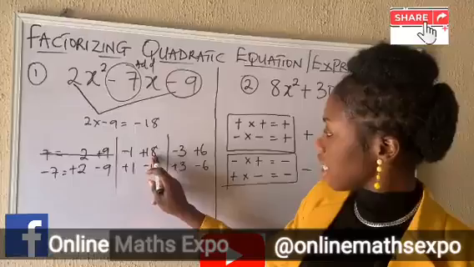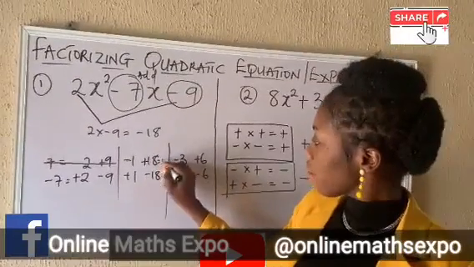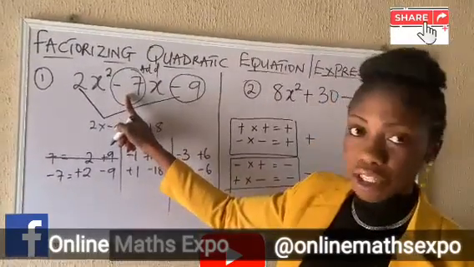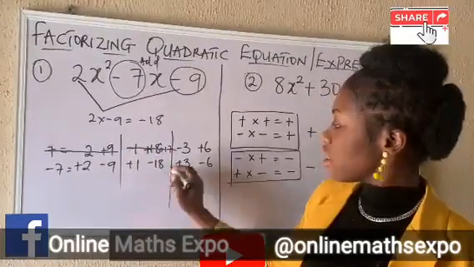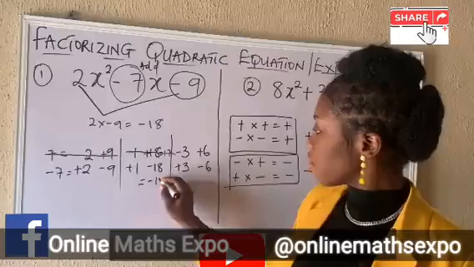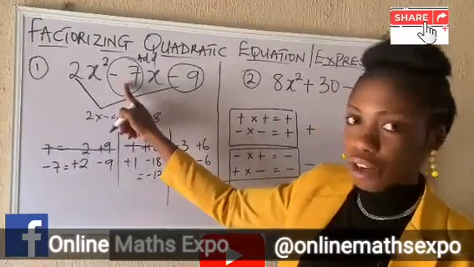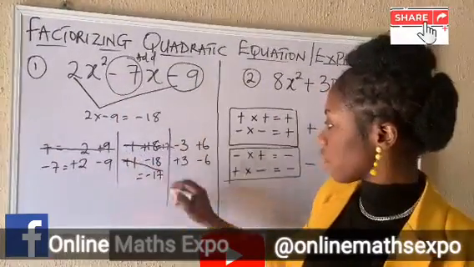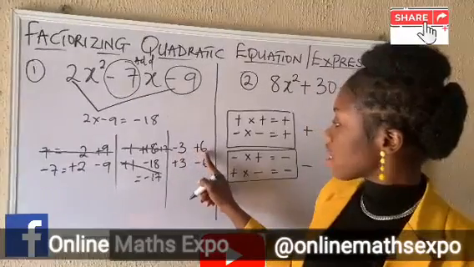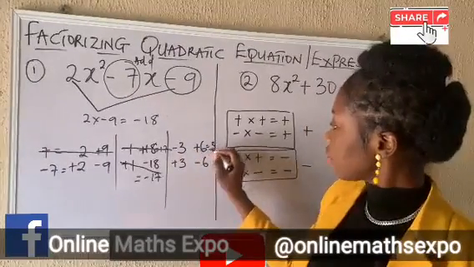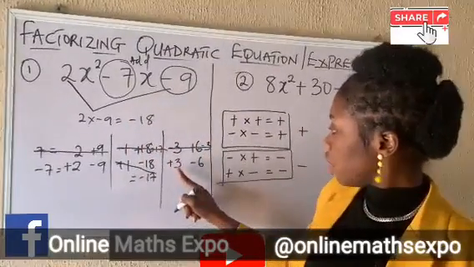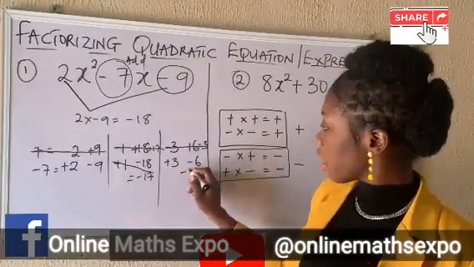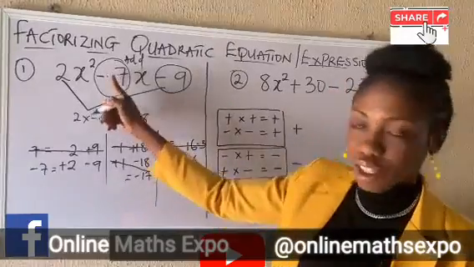Minus 1 plus 18 will give us 17. What we are looking for is minus 7, so this is off. 1 minus 18 will give us minus 17. What we are looking for is minus 7, so we cancel this. Minus 3 plus 6 will give us 3. What we are looking for is minus 7. We cancel. 3 minus 6 will give us minus 3. What we are looking for is minus 7.